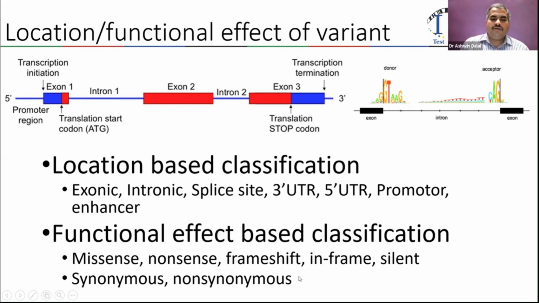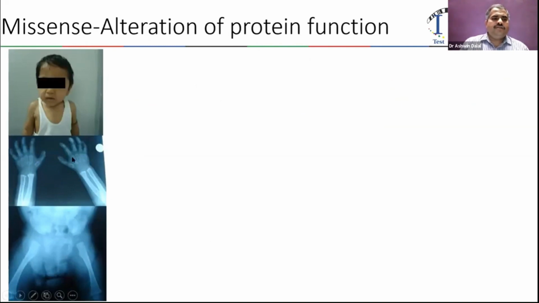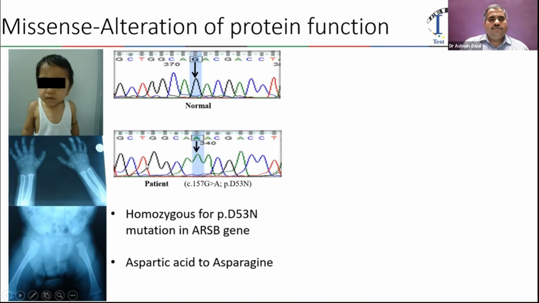Mutations are also classified as synonymous or non-synonymous. So let us see these different types of functional classifications and how they can help to interpret the variant. This is an example of a patient who came with coarse facies, normal intellectual functioning, and X-ray features typical of dysostosis multiplex. The enzyme assay showed that he has deficiency of arylsulfatase B, so he has Maroteaux-Lamy syndrome.